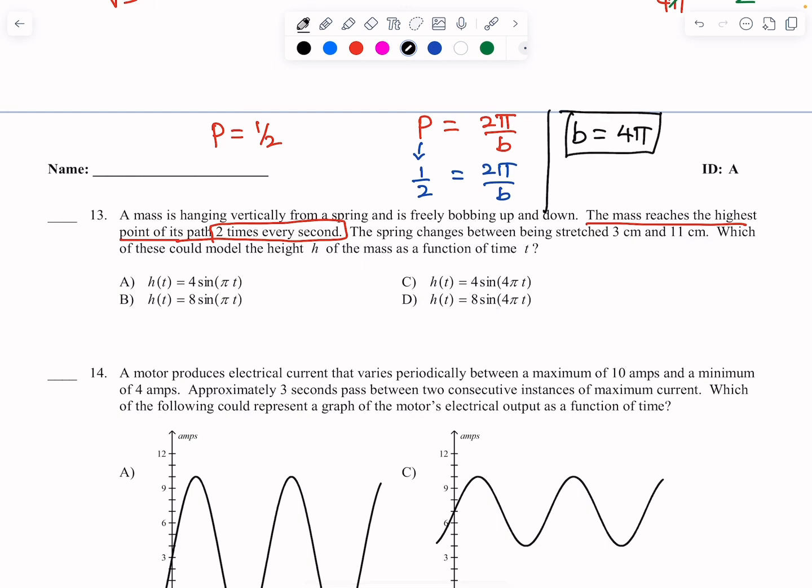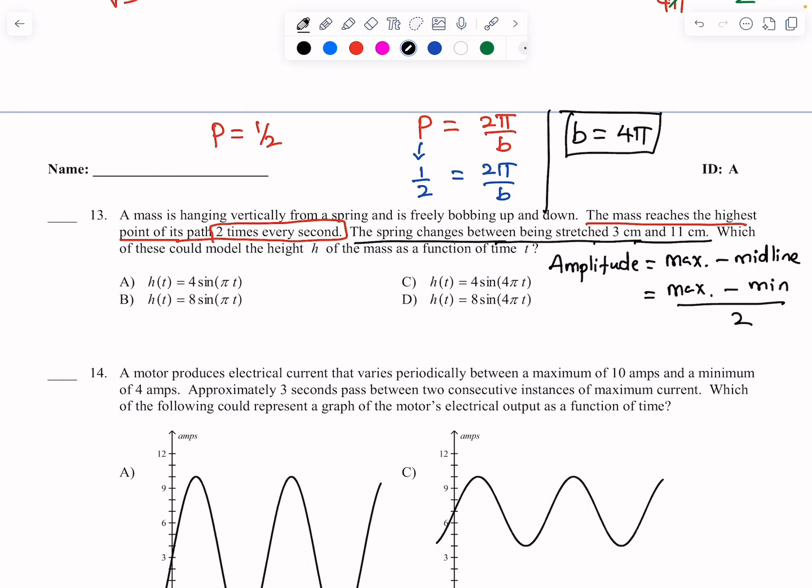So let's keep that. And then now let's keep reading. They said that the spring changes between being stretched 3 centimeter and 11 centimeter. So I can use that to find my amplitude. Now remember that your amplitude is equal to your maximum minus your midline. And another formula for that is also your maximum minus your minimum divided by 2. So I will use the second formula.